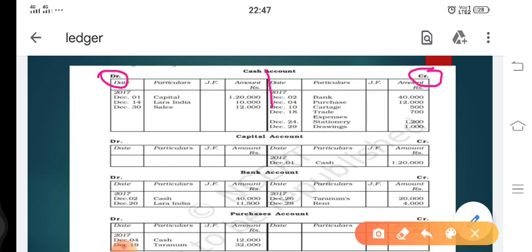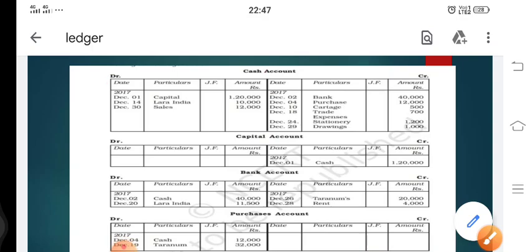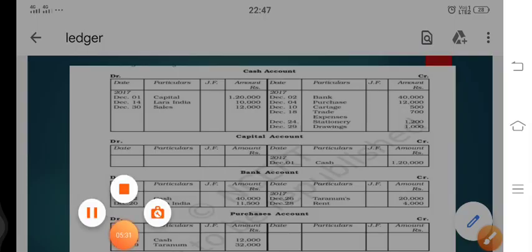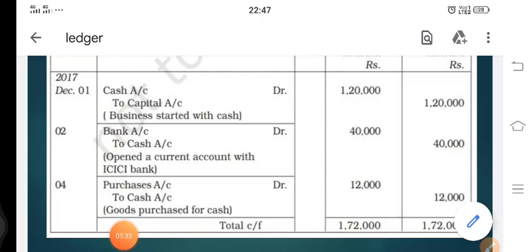Now let's start discussing a particular question. I have already sent you the question, so I'll directly go to the journals and ledgers. From that question you can see, I'll not be explaining journals to you all. As you can see, the first entry we have written is cash account debit to capital account, then bank account debit to cash account, then purchases account debit to cash account. Here you can see that we have written the total.